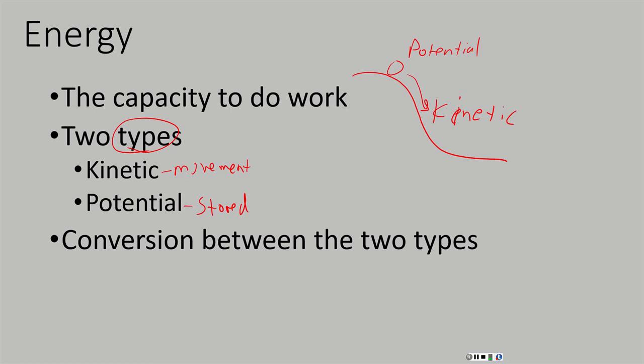It's converting the potential energy into the kinetic energy. It's changing the stored energy when it was at the top of the hill into movement as it rolls down the hill. So we converted between the two types. So now keep that in mind. We're talking types. Types, the energy is either stored or it is moving.